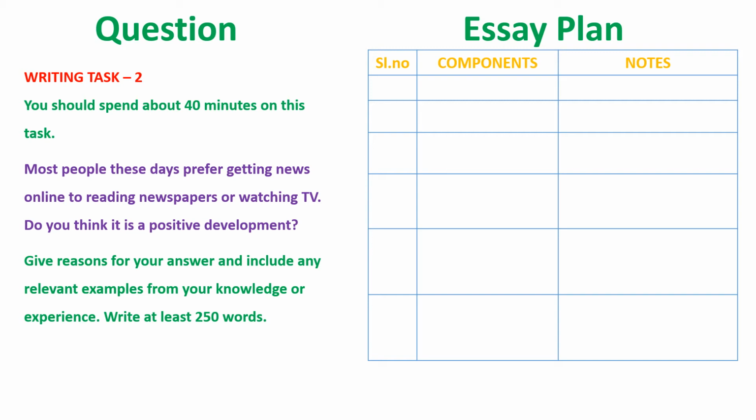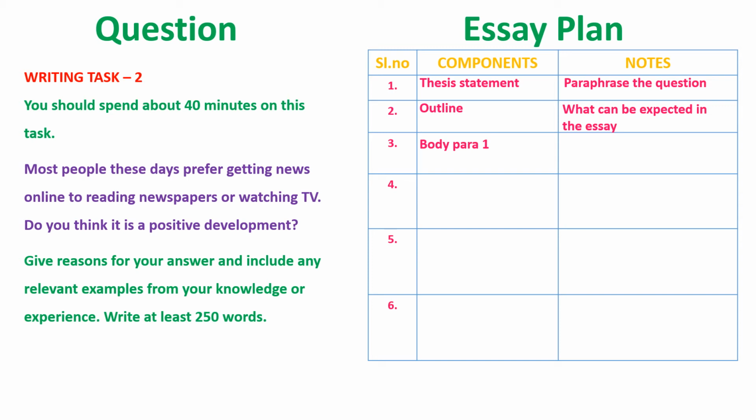The first component of the essay is the thesis statement. In a thesis statement, we must write the paraphrase of the question. The second component of the essay is the outline of the essay. In the outline of the essay, we must mention what the examiner can expect in the essay.